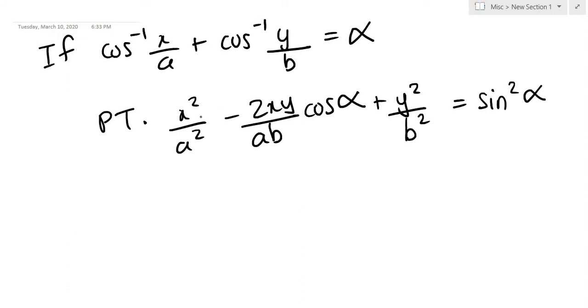Looking at what we have to prove, it will be a good step to take sine on both sides of this equation, because in what we need to prove, only the sine squared of alpha term is independent, because here we have cos of alpha, but it's multiplied by this 2xy by ab factor. So I think if we take sine on both sides, we'll be able to get an independent sine alpha. So let's just do that.